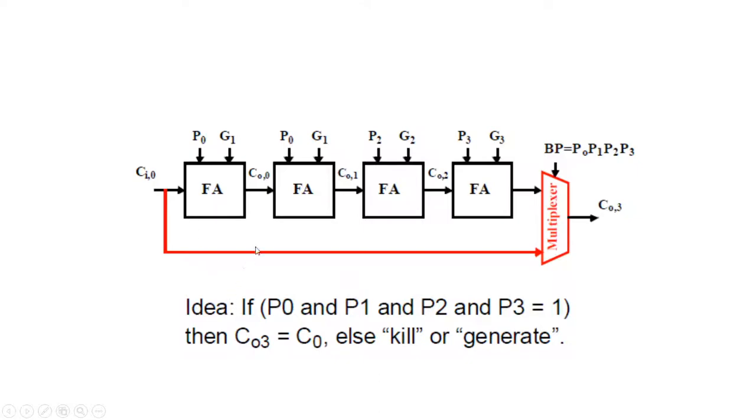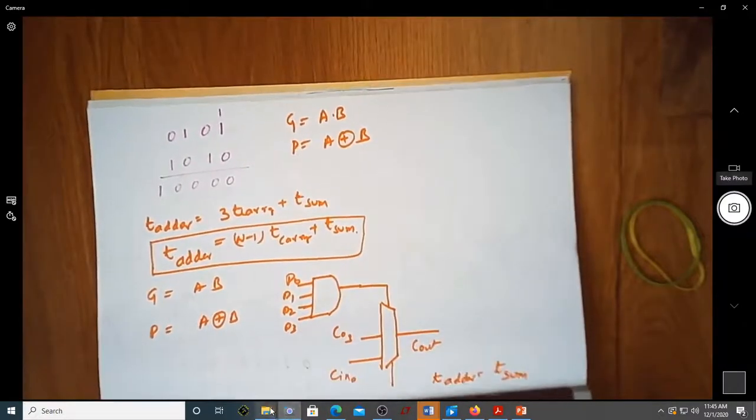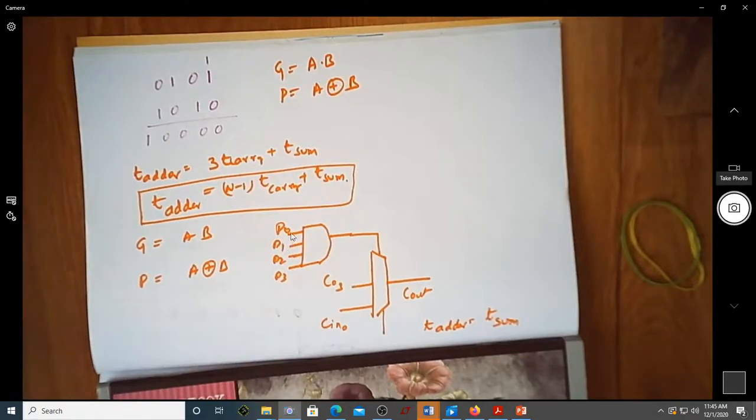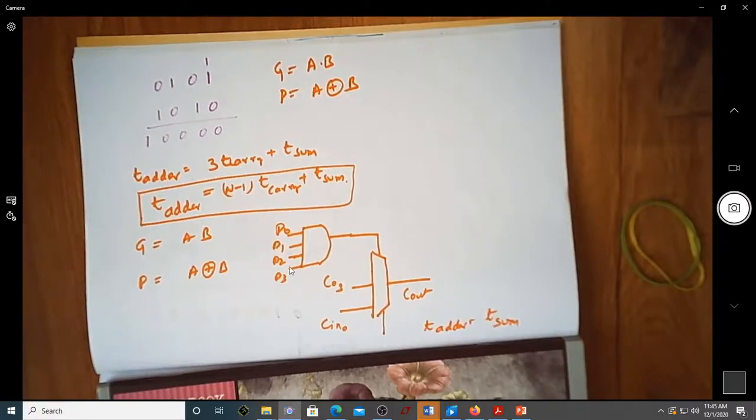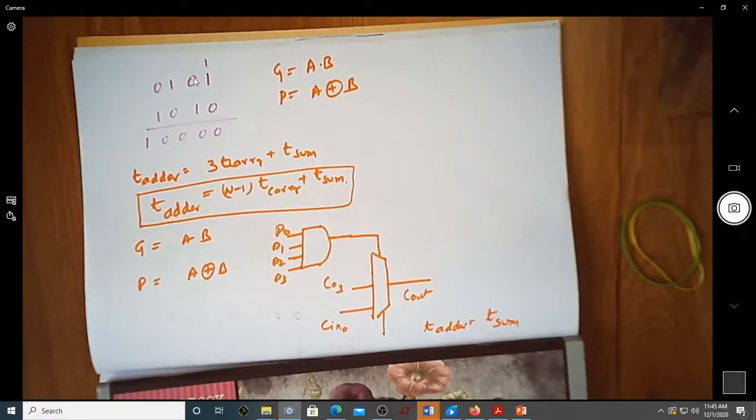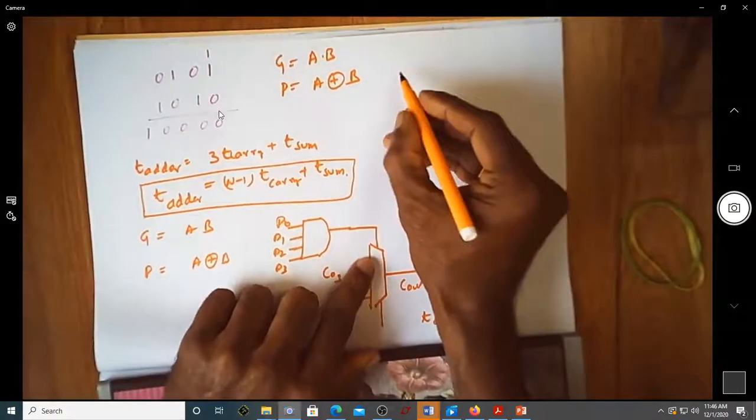So what happens here is that we have a mux. Let me just show you on the camera how it happens. So this is what we are trying to do now. P0, P1, P2, P3 are generated: P0 is the XOR of A0 and B0, and P1 is the XOR of A1 and B1, and likewise it goes. You can see P0, P1, P2, P3 will be 1 if the corresponding bits are dissimilar. So in this particular case, if you consider A0, B0 and A1, B1, A2, B2 and A3, B3, since these two are exclusive, I'll get P0 as 1.